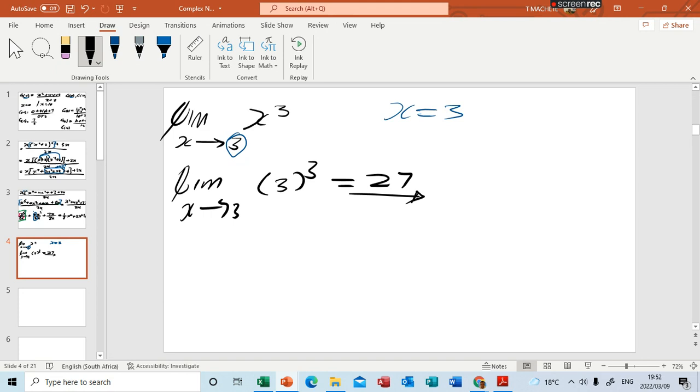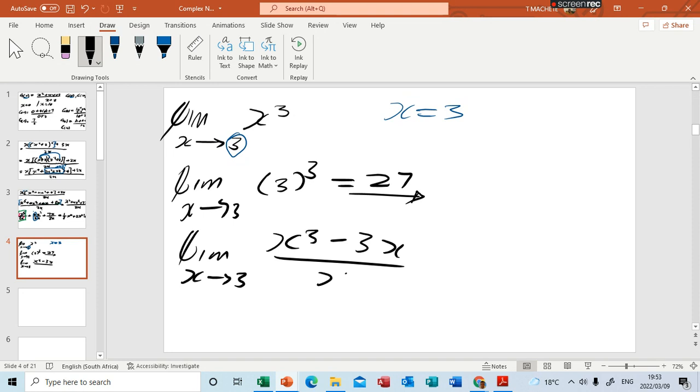This one is easy. Now, let's say you have something like this. That's the next example. They said x approaches 0. Then you've got x cubed minus 3x over x. I showed you how to do this thing. This is what you're going to do.